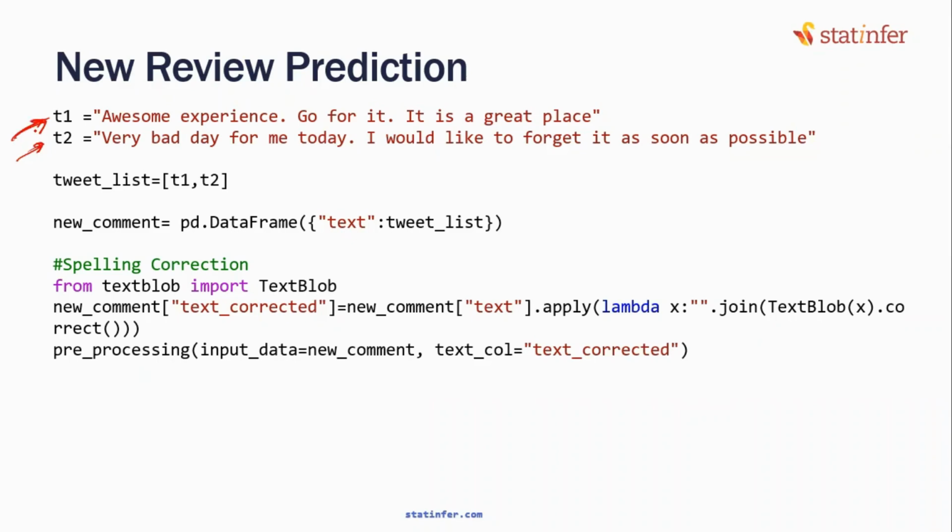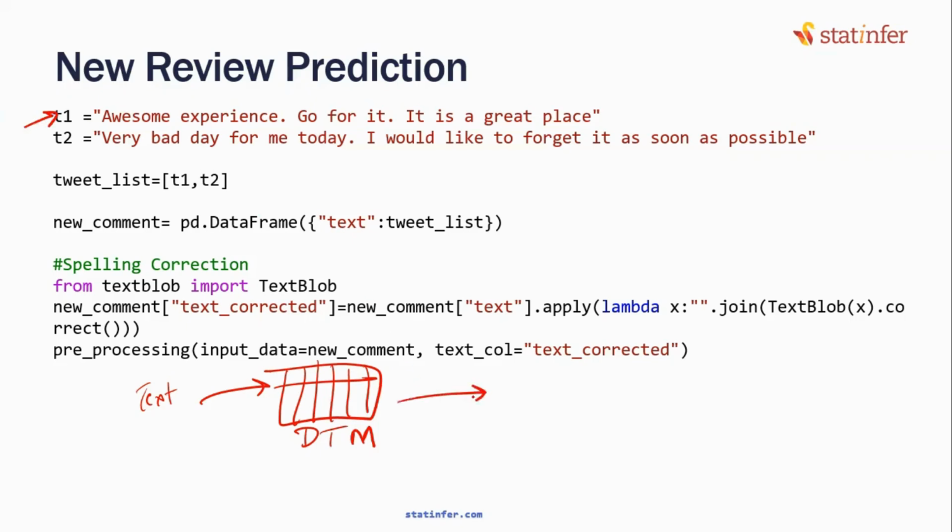Let's take one tweet. Do you think our sentiment analysis model, the naive Bayes model, was built on text data? No, we took the text data and converted that into DTM format. Do you think if you give this tweet directly as input, the model will be able to make a prediction? No, the model won't work on this.